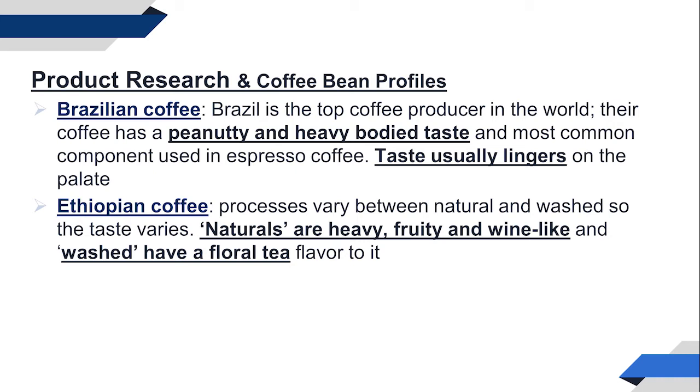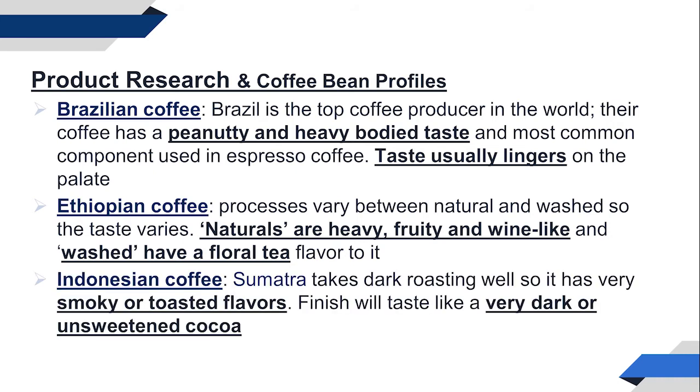Another coffee that you may have heard of is the Indonesian Sumatra coffee. These take the dark roasting very well, and we're going to be showing you the beans moving forward. So they're very smoky. They have a toasted flavor. So people love that kick to their coffee. They want the strong coffee to keep them up. They're usually going to say, okay, let me get some of that Sumatra. It gives you that unsweetened cocoa kind of flavor. So it's great to know these coffee profiles.